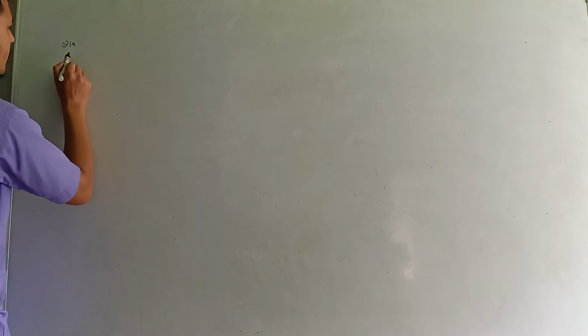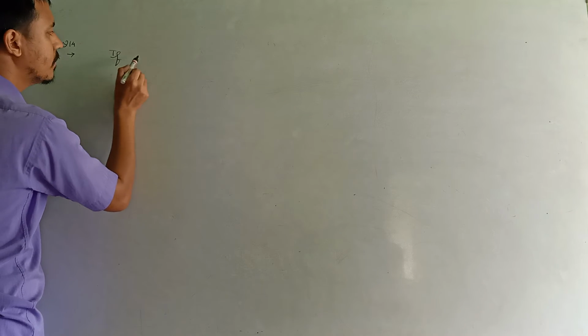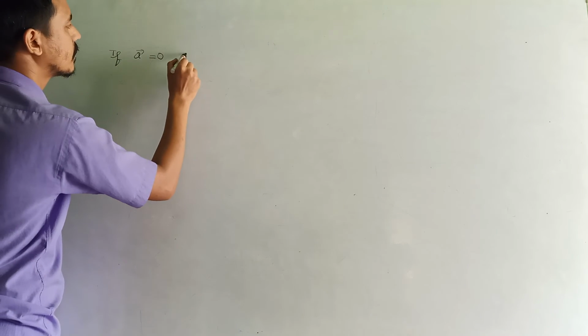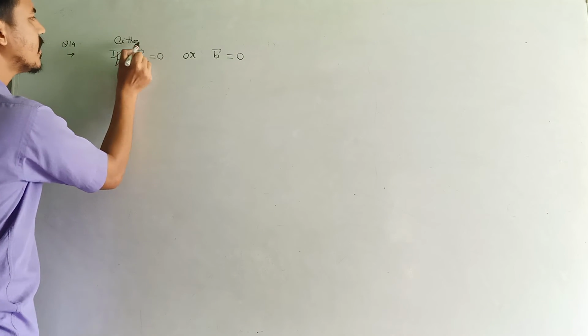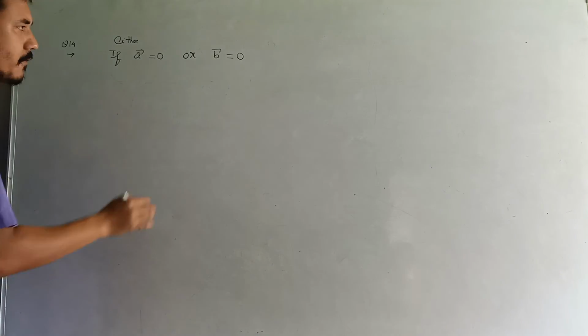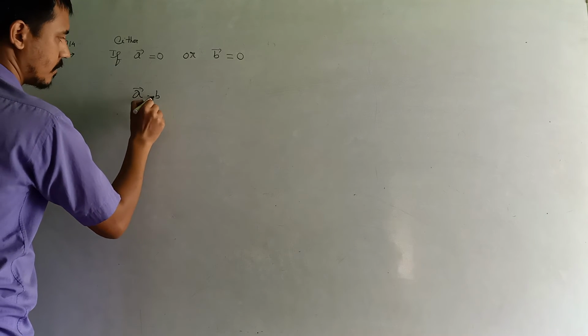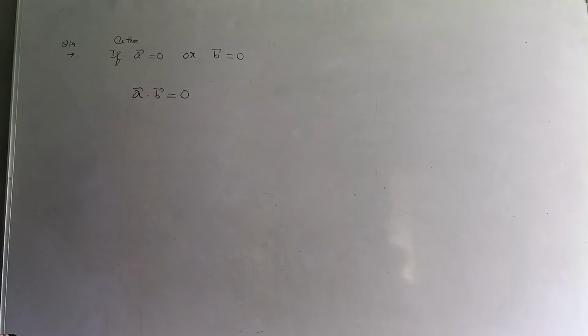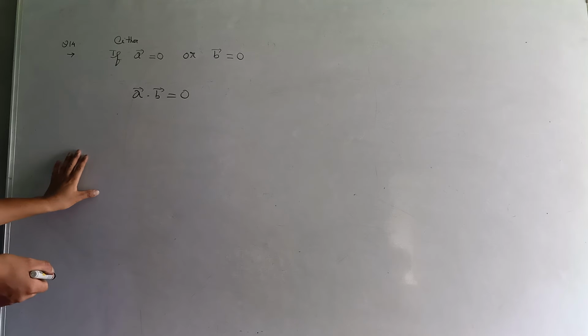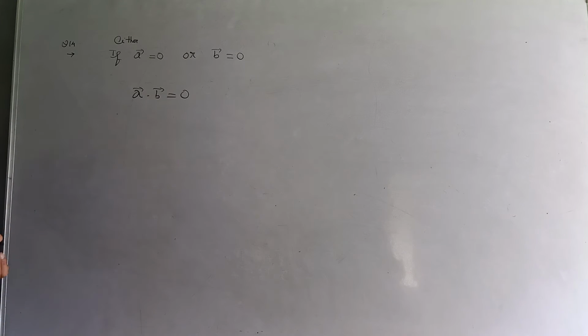Question number 14 says, if either A is 0 or B is 0, if any one of A or B is 0, then definitely A dot B is 0. And that's what the question says. Okay, no problem. No argument here. I don't mean argument of a complex number, I mean English argument. But the converse need not be true.